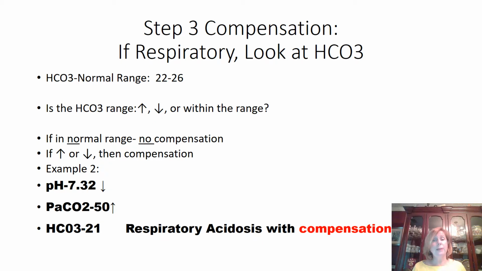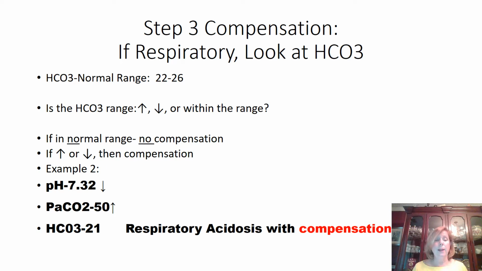All right, step 3, compensation. Compensation is the state where one system of the body is trying to cope with a problem and is having a tough time, so another system will begin to help. So you're always looking at the opposite system to see if there's compensation. So if it's a respiratory condition, then you're looking at the bicarbonate. So bicarbonate normal range is 22 to 26. So is that bicarbonate value up, down, or within range? If it's in normal range, looking at that NO in normal, then there is no compensation. If it's up or down, then there's compensation.